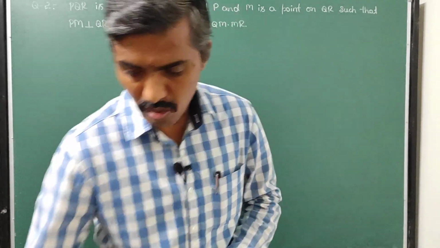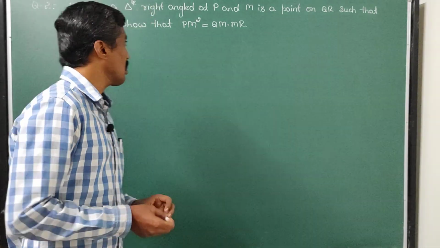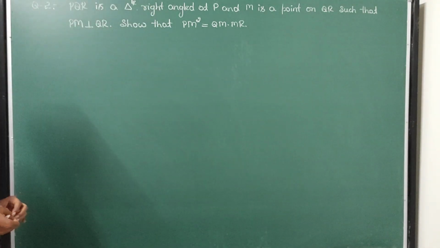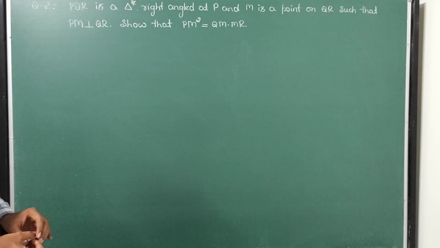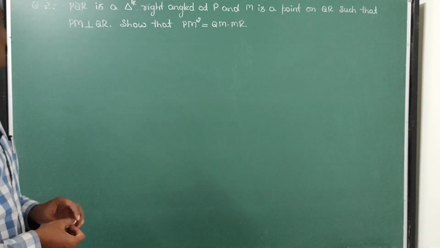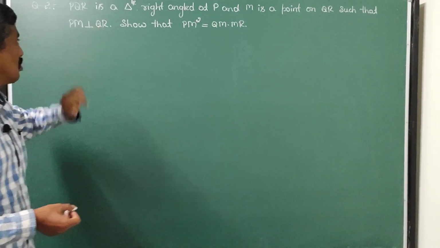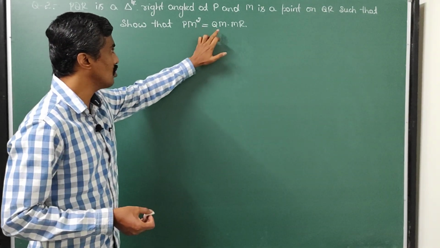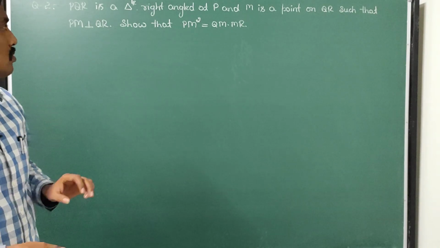The second problem is like this. PQR is a triangle right angled at P. M is a point on QR such that PM is perpendicular to QR. Show that PM square is equal to QM into MR.